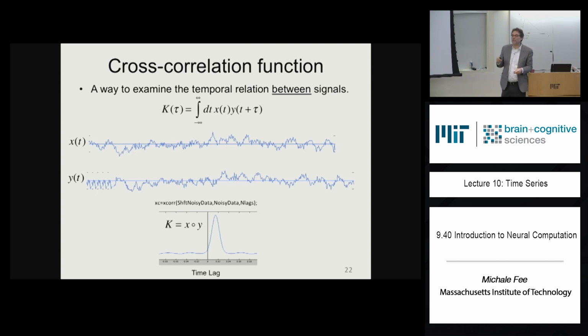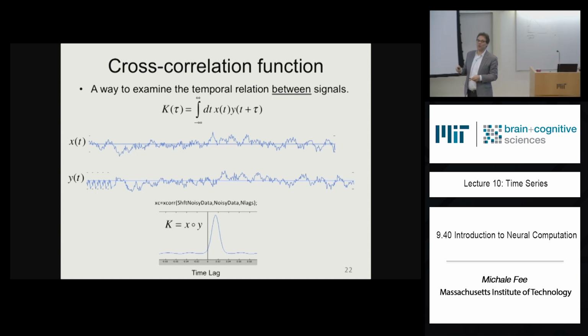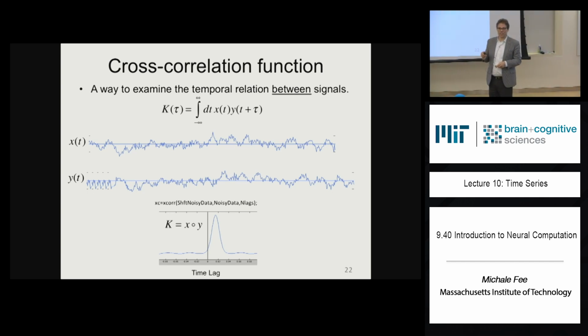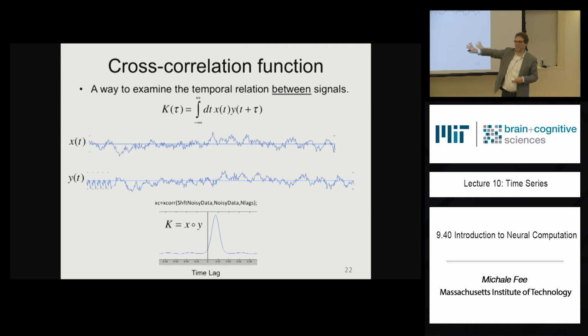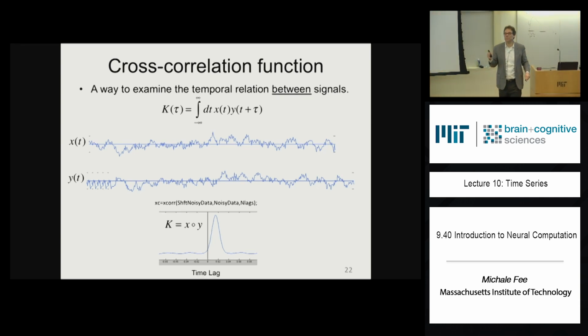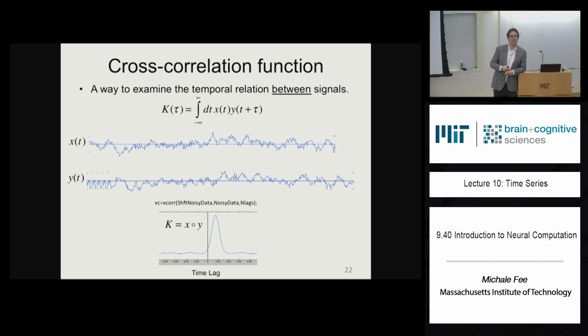So spike-triggered average is actually sometimes called reverse correlation, and the reverse comes from the fact that you have to actually flip this over to get the kernel. So let's not worry about that. But it's sometimes referred to as the correlation between the spike train and the stimulus input. Yes?